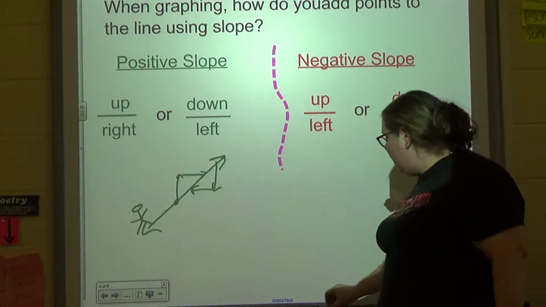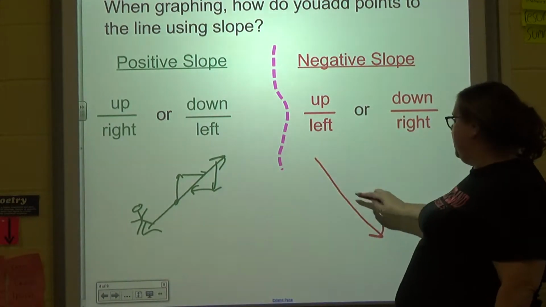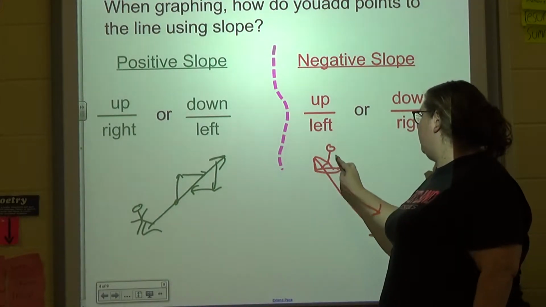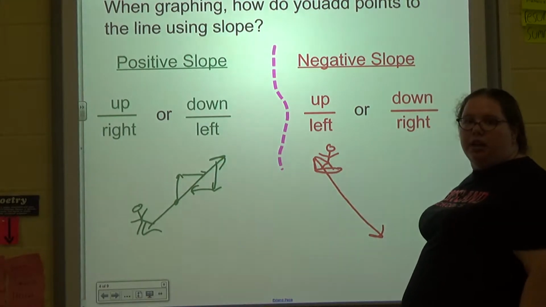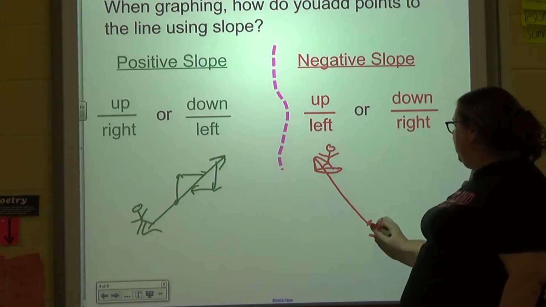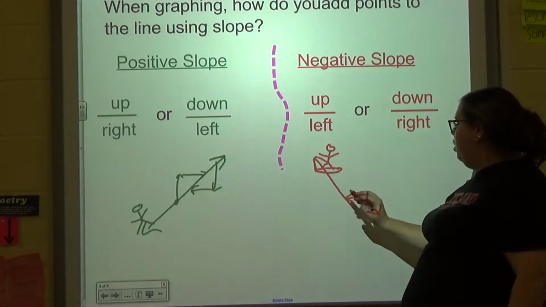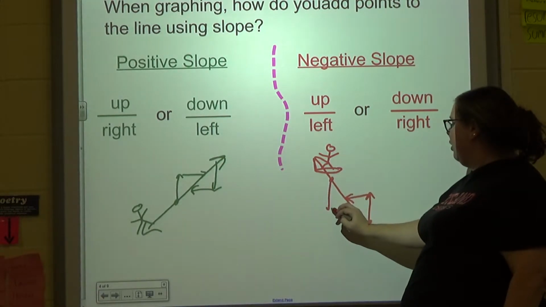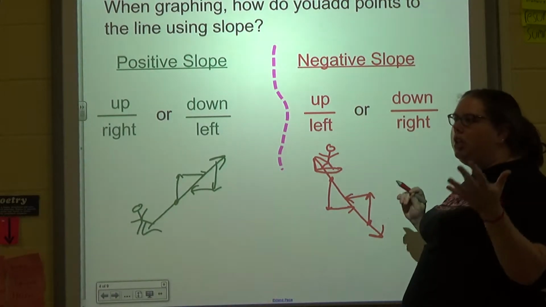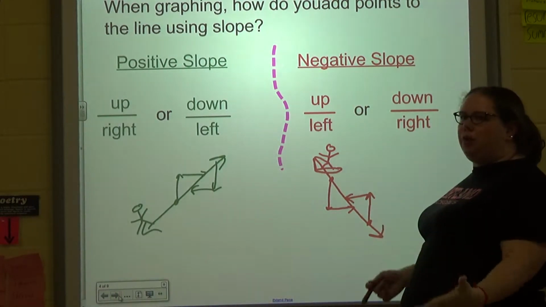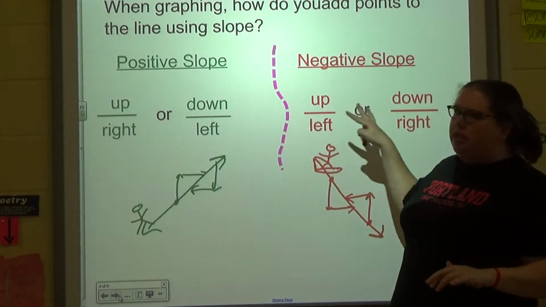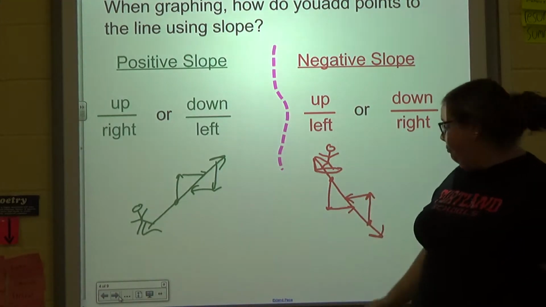When our slope is negative, on the other hand, this is our skiing man, right? He's going downhill, he's skiing or snowboarding, having a good time going downhill. With negative slope, if we're starting down here, we can go up and then left, or we can go down and then right. So I like to use these directions. I think it's helpful when we say up and over or rise and run. It's not specific enough and students sometimes go the wrong way. So I use these when I'm talking about graphing a line.